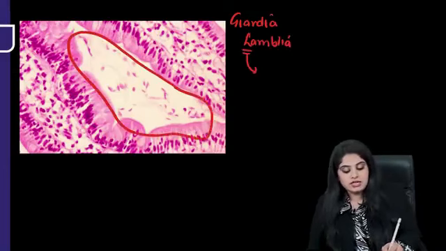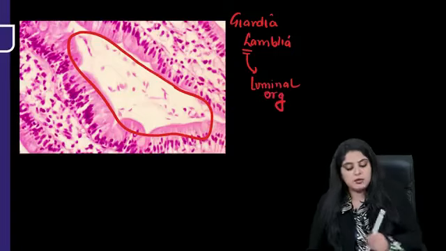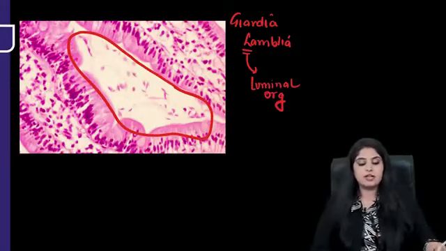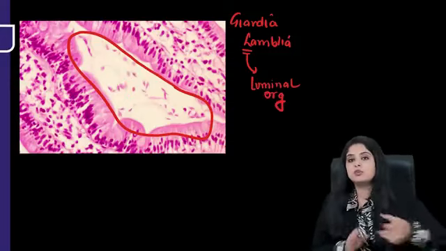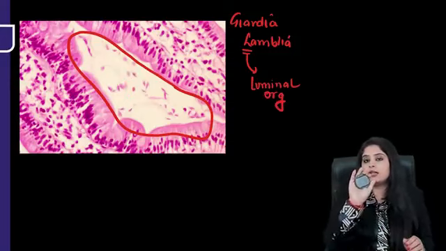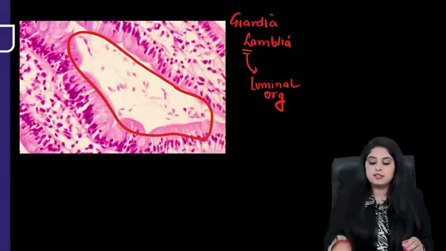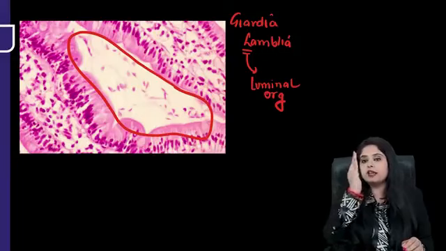Giardia is going to be a luminal organism, number one. Number two, ma'am, it's not looking like the tennis racket. Why? Because a tennis racket is going to look like this. When I was showing you the front view, it was looking like a tennis racket. Now if I show you the side view, it will look like a sickle. Front view is tennis racket, side view is sickle.